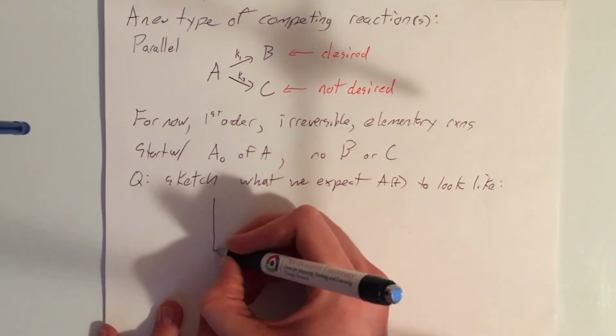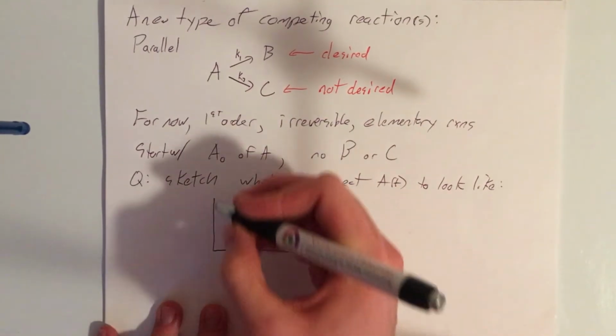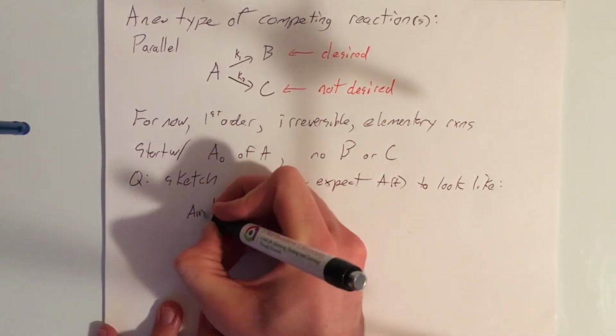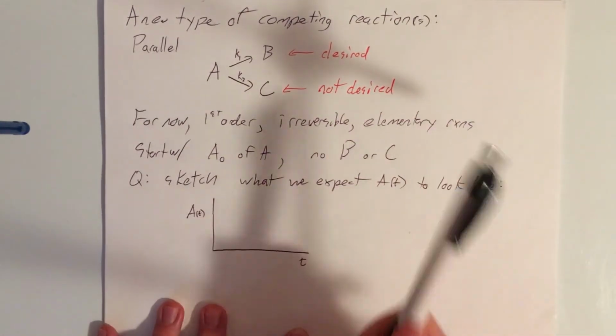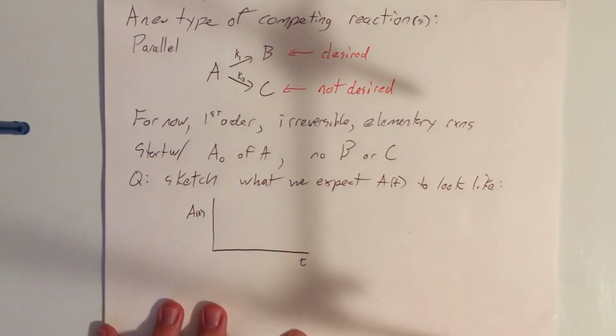And so we'll have a plot that looks like this, where we have A of t as a function of time. So pause the video and sketch in your notes what you expect A to look like as a function of time.